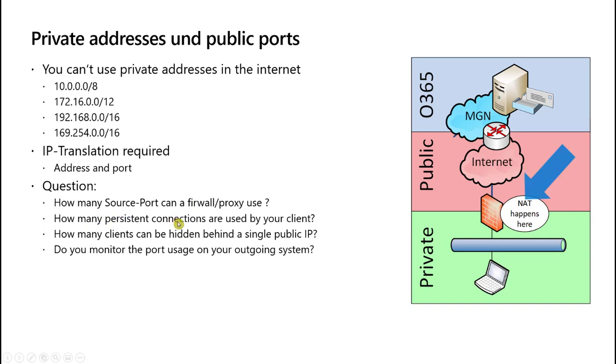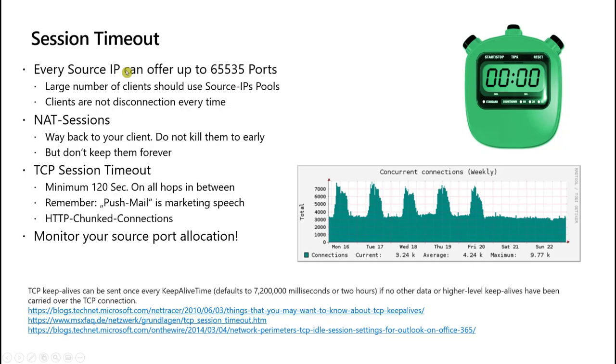How many connections does Outlook use? 10 connections, 20 connections, 100 connections? Who knows? That's something you should measure, or you should estimate. How many clients can you hide behind one IP address? A single source IP can offer up to 65,000 ports. Nothing more. That's 16-bit. That's the maximum number of ports you can have.